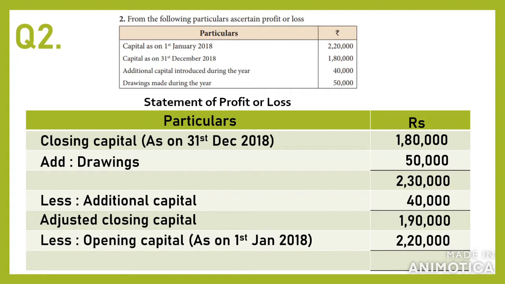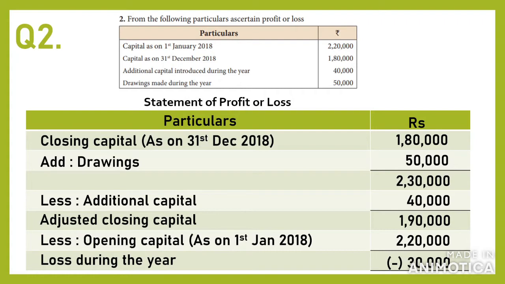So 1.9 lakhs minus 2.2 lakhs, whether it will be a positive figure or will it be a negative figure? Let me again repeat. The adjusted closing capital is 1.9 lakhs. The opening capital which you are going to reduce from it is 2.2 lakhs. So 1.9 minus 2.2 will give you a negative figure, right? So if it is a negative figure, what does it mean? It means it is a loss. It is not a profit. So minus 30,000 is nothing but the loss made during the year. Okay, fine. I hope I was clear.